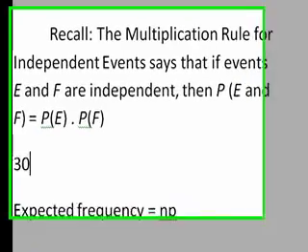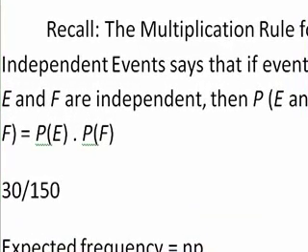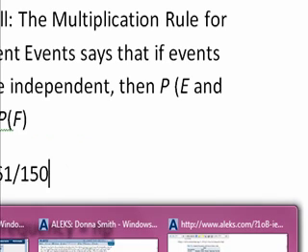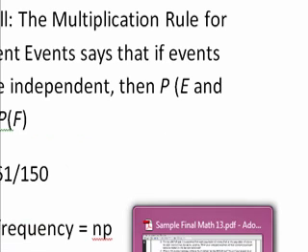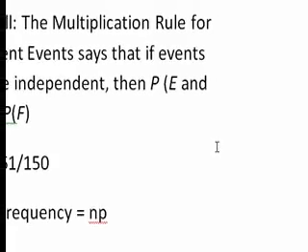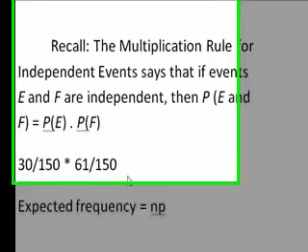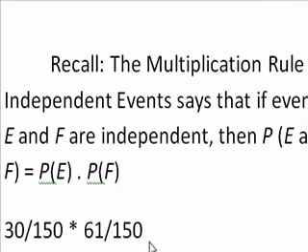So we have 30 out of 150 times 61 out of 150. So that would be the probability that they're institutional and, oh my goodness, I've forgotten already. Yes, institutional and no psych training. So when we multiply those two together, that would give us the probability of being mostly institutional and no psych training. That's what we would have for the probability, or the proportion.